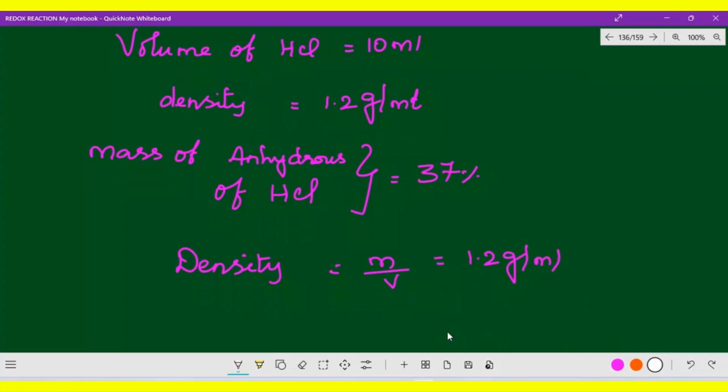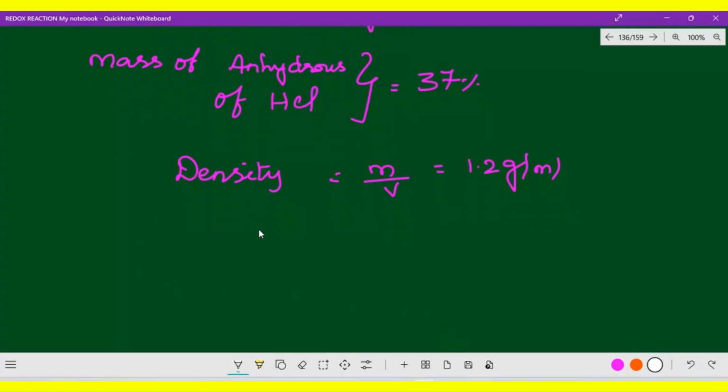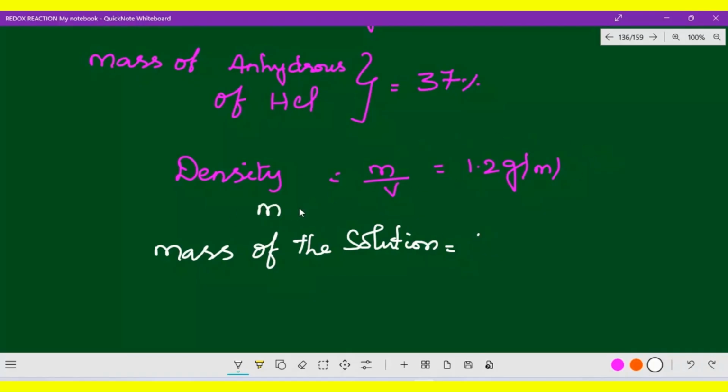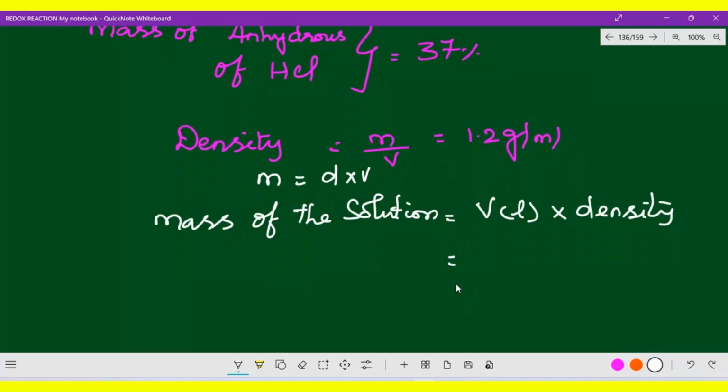Now here, mass of the solution. All the data we collected, now we can apply the value over here. So mass of the solution, how much here? Generally, how can we identify mass of the solution? Density equals mass by volume. So now M equals D into V, that means density into volume, right? So volume in liter into density. So can you apply the value over here? So here how much you can apply?